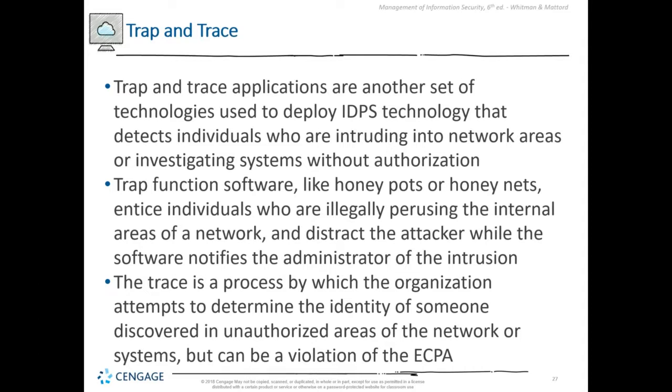The trace is the process by which the organization attempts to determine the identity of someone that's been discovered in these unauthorized areas of the network.